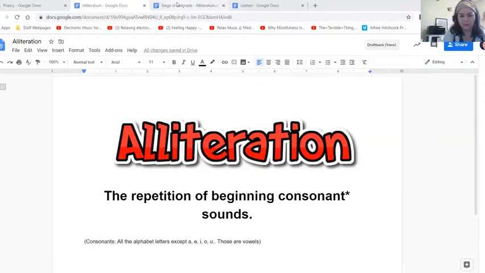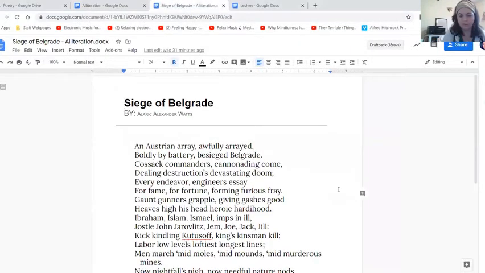To start off, I am going to start reading a poem called The Siege of Belgrade. I had to practice this a couple times. This is a tongue twister in itself, but it is a famous alliteration poem. So I'm going to go through it, and you may not understand all the words, but appreciate that you are seeing the repetition of beginning sounds at the beginning of each of the words. And this guy did both vowels and consonants.